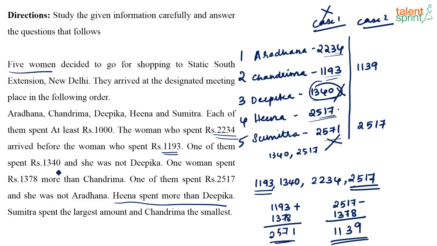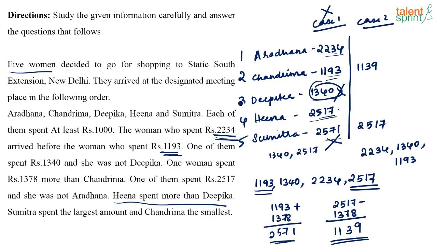We have 1340, which is not Deepika. Then you know that the woman who spends 2234 arrives before the woman who spent 1193, and Hina spends more than Deepika. So the amounts that I have to fill up are 2234, 1340 and 1193. If you look at Aradhana, they have given values here, right? Aradhana cannot be the one who spends 2517.